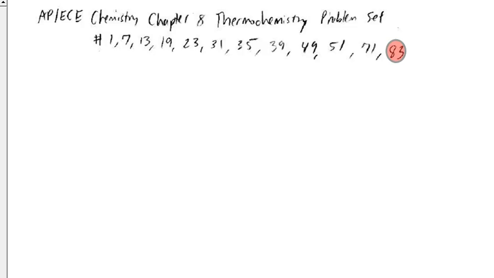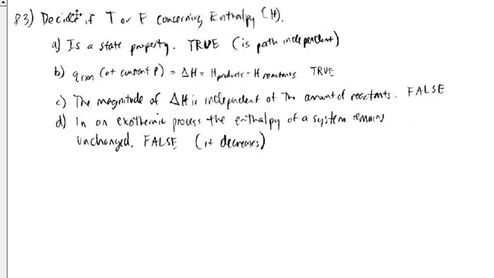The last problem, 83. You're asked to decide if these things are true or false concerning enthalpy. They ask if enthalpy is a state property. Yes, it is. It is path independent. They ask if, for the Q of a reaction at constant pressure, it is in fact true that the delta H of the whole reaction would be the delta H of the products minus delta H of the reactants. That is true. They ask if the magnitude of delta H is independent of the amount of reactants. That is not true. More stuff means more heat released or absorbed.